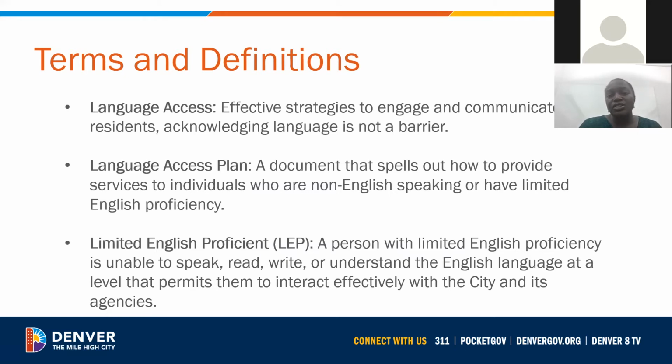So some terms and definitions that you'll continue to hear throughout the training. Language access, what does that mean? These are effective strategies to engage and communicate with residents. And really we're acknowledging that language is not going to be a barrier. A language access plan is a document that spells out how to provide services to individuals who are non-English speaking or have limited English proficiency. Limited English proficient, and this is what I refer to as LEP, is a person with limited English proficiency that is unable to speak, read, write, or understand the English language at a level that permits them to interact effectively with the city and its agencies.